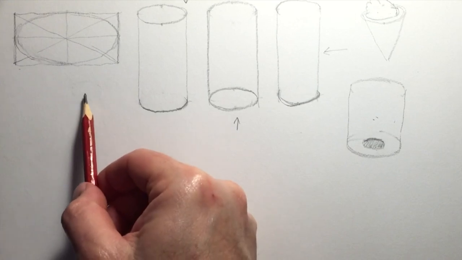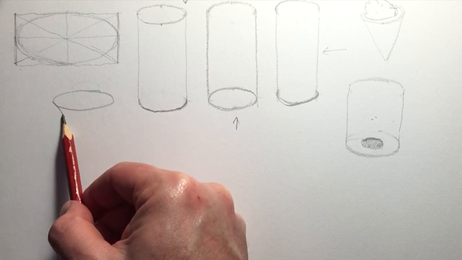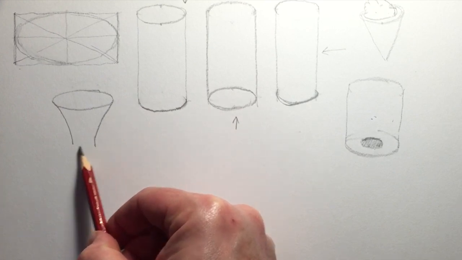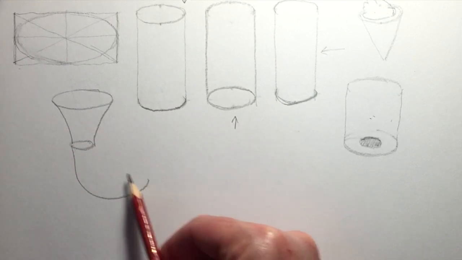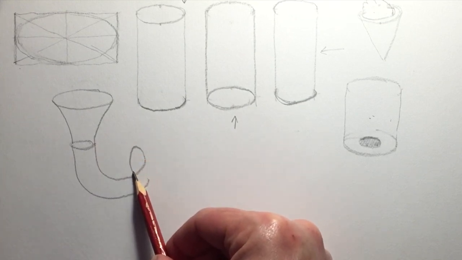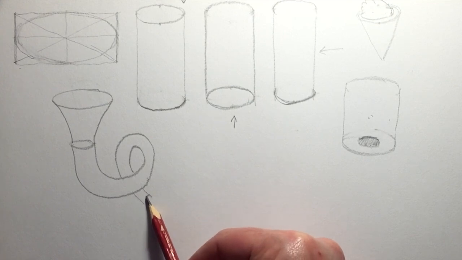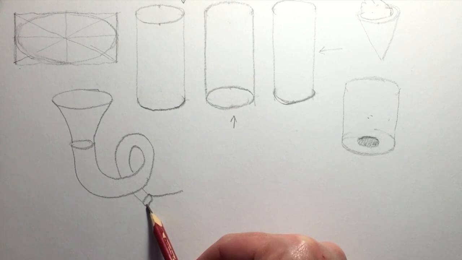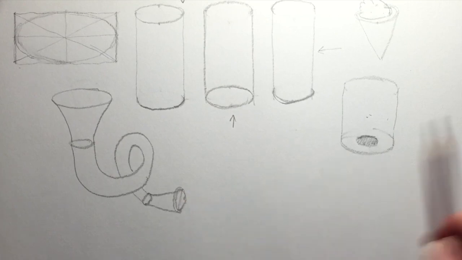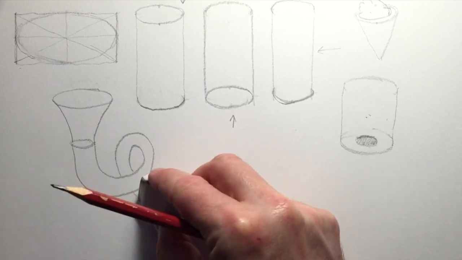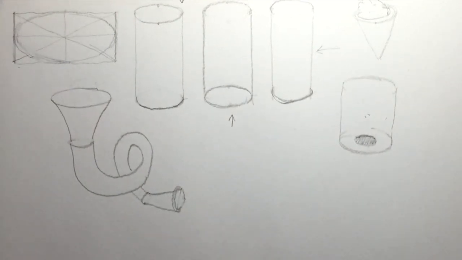Let's go ellipse here. And let's go curved in. A funnel. Here. We have a sort of horn. Okay, a horn. Let's see what else we can do here. Here's a fun one.